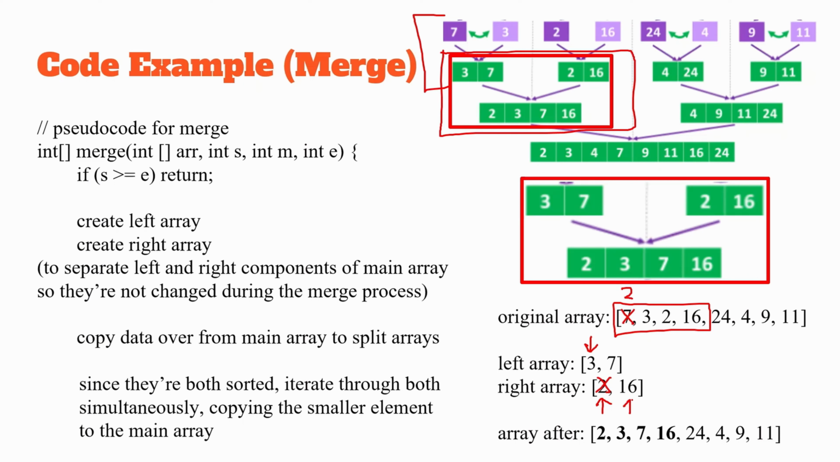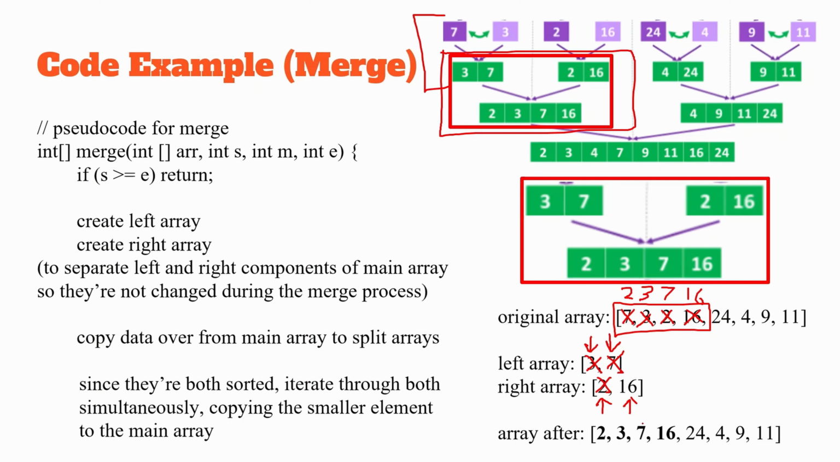And now we move over to 16. So comparing 16 and 3, 3 is smaller, so 3 is copied over. Now comparing 7 and 16, 7 is smaller, so 7 is copied over. And now we're just left with 16, so 16 is finally copied over.